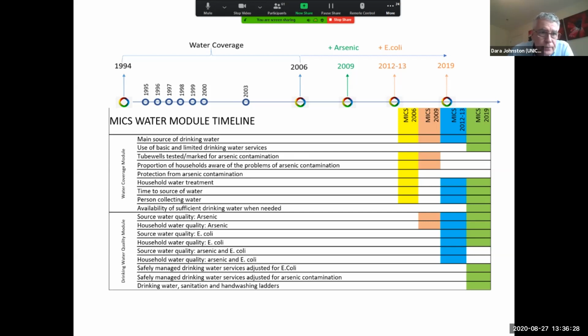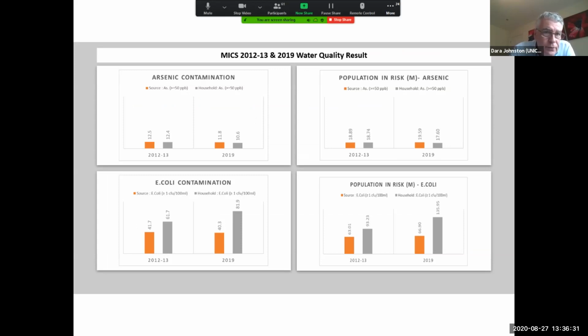Next slide, please. So the comparison between the 2013 and 2019 MICS results gives very stark differences with arsenic and E. coli, in that we don't see a huge change with the arsenic, but there is a jump in actual E. coli contamination at household level. The E. coli at the source has only reduced slightly, and this is probably because the sources were not sanitized, and it means that the results are perhaps not incomplete.